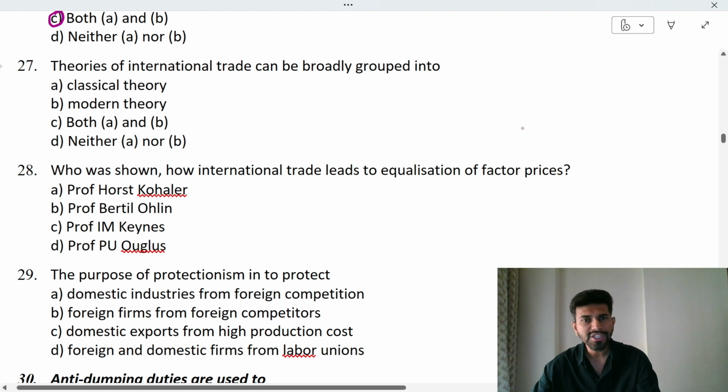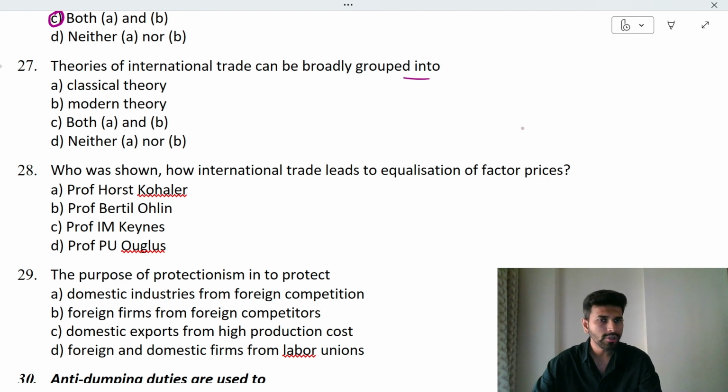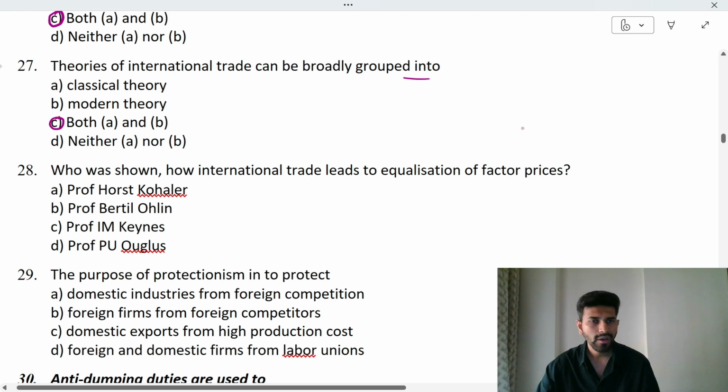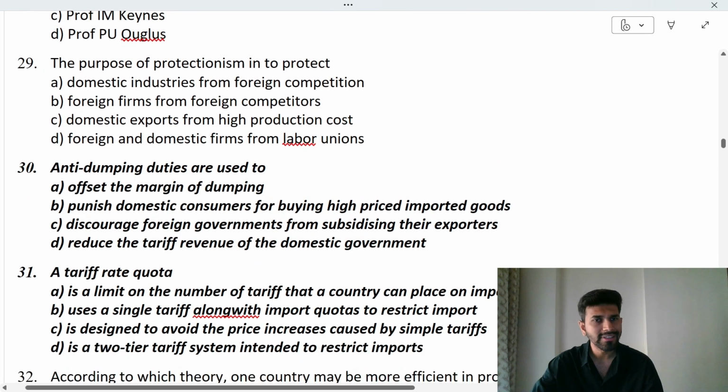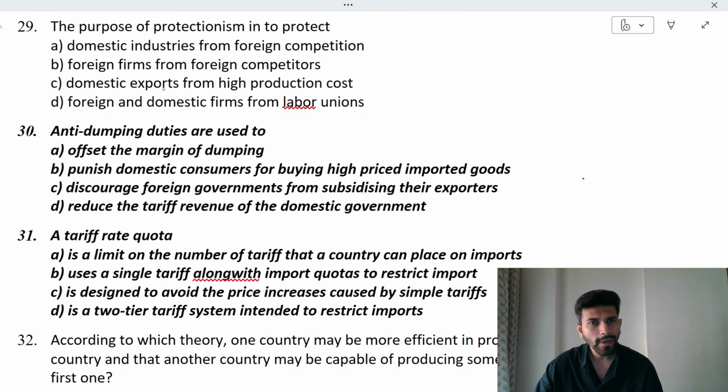Next, theories of international trade can be broadly grouped into classical theory, modern theory, both or none. Correct answer is C, both classical theory and modern theory. Who has shown how international trade leads to equalization of factor prices? We already know that it is Heckscher-Ohlin theory or factor endowment theory. Correct answer is B.